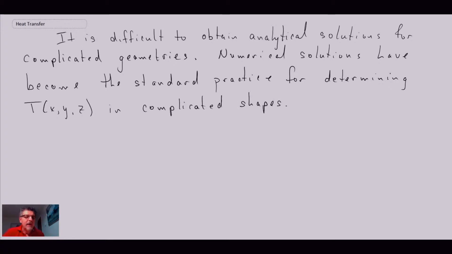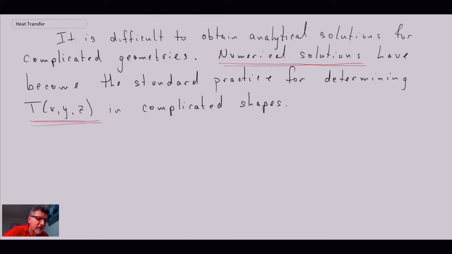And so given that, the net result is that if we're studying complex shapes, numerical solutions are typically used to determine the temperature distribution in three dimensions within an object. And you can also do time as well. It could be a transient solution. But that is typically what is done if you have a complex shape.